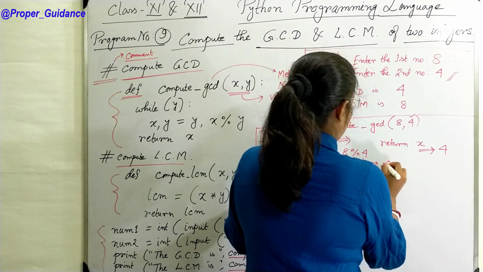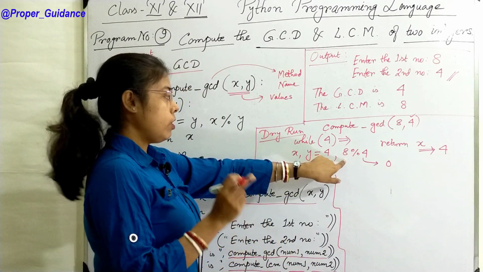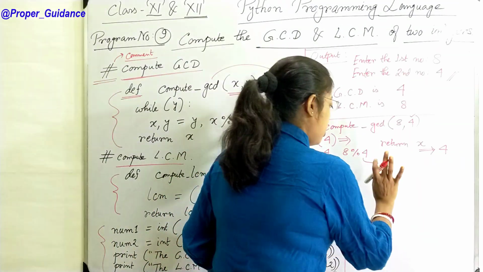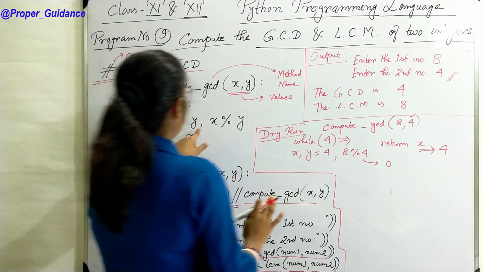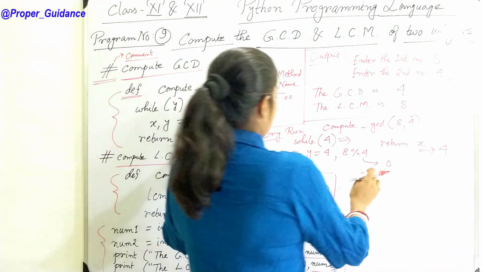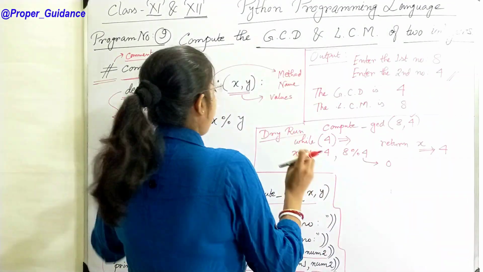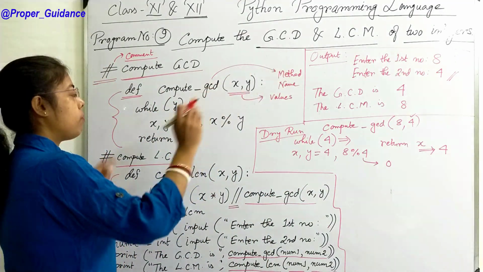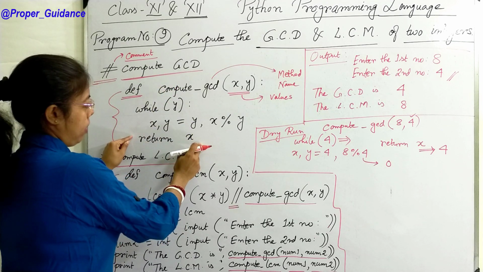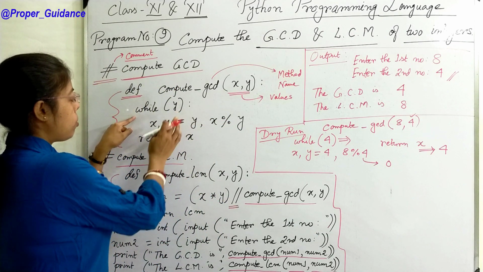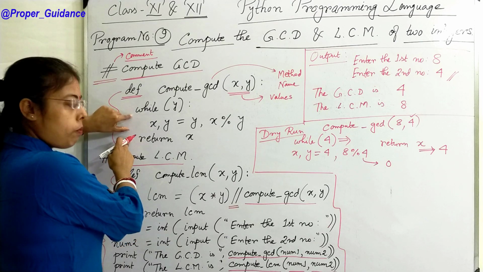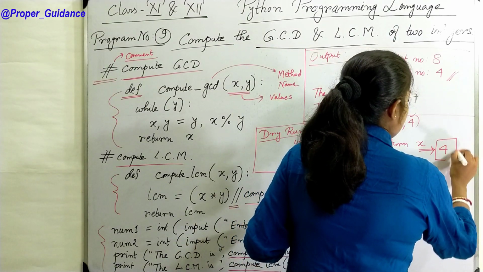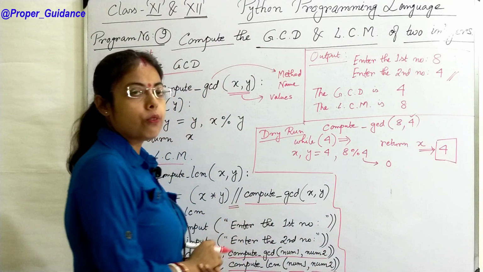This is 0 because if we divide 8 by 4, the modulus value will be 0. So we will stop here because y equals 0. Why? Because while y is true, y is true means it will return some value from 1 to any integer value, then the loop will run. But when y is equal to 0, this loop automatically stops and it will return the x value. We will collect this value as the value of GCD of 8 and 4.